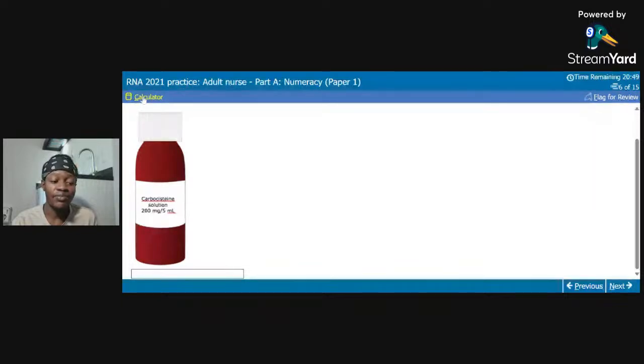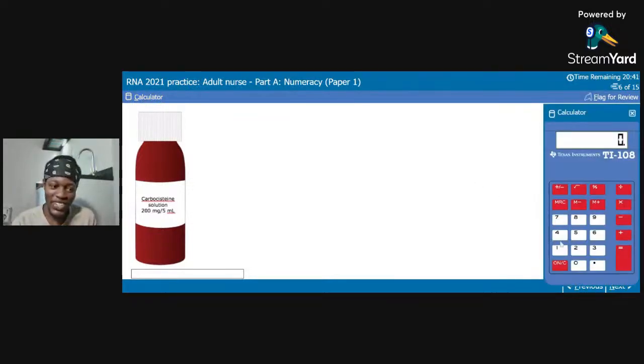I mean, 200x equals 5000. I just hope I'm not making things worse. So 200x equals 5,000, and then we have to make x the subject of the formula. That means we have to divide 5,000 by 200.